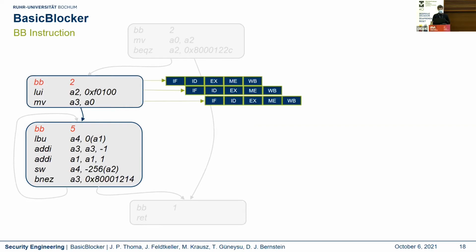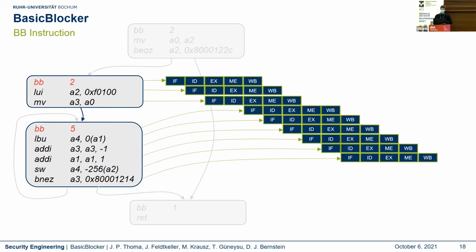So here we would first need to execute the first basic block, then have to decode the last instruction of the first basic block to know whether this is a branch or not. So we have to wait until the decode phase, and then we can fetch the BB instruction of the second, and afterwards we can continue executing the second one.